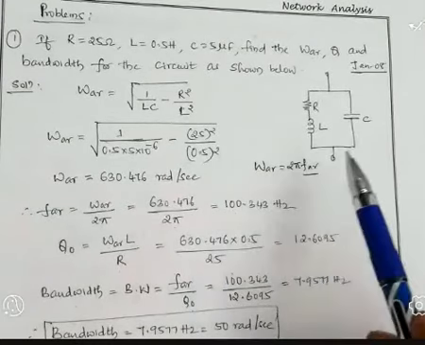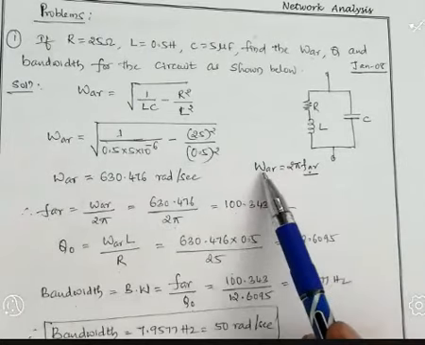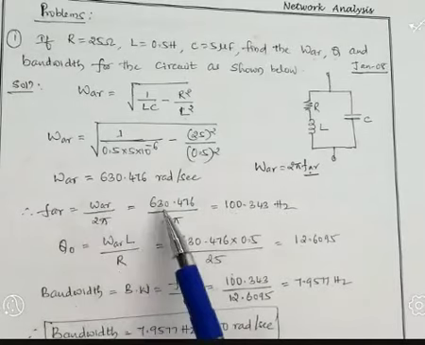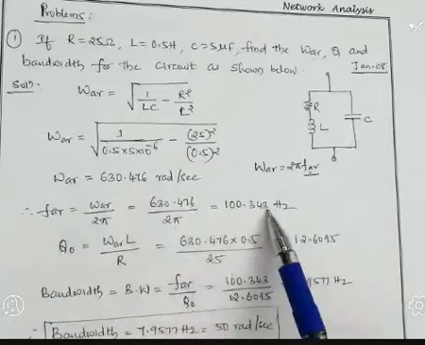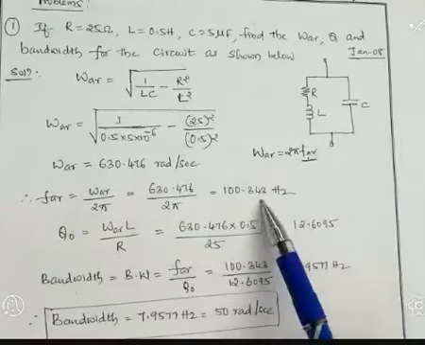We know omega AR equal to 2 pi FAR. So what about FAR, the resonant frequency for the parallel circuit? FAR equal to omega AR divided by 2 pi. This one we already calculated, that is 630.476 divided by 2 pi. Doing the simplification using a calculator, you will get 100.343 hertz.